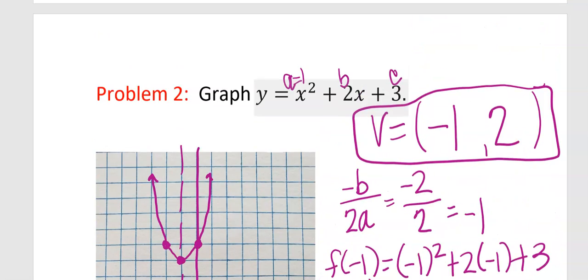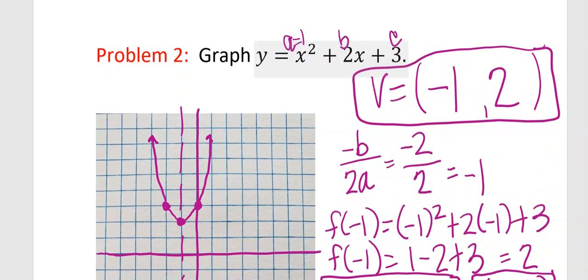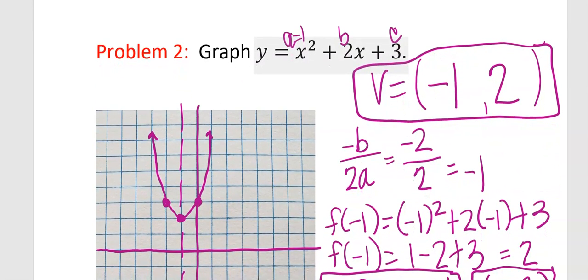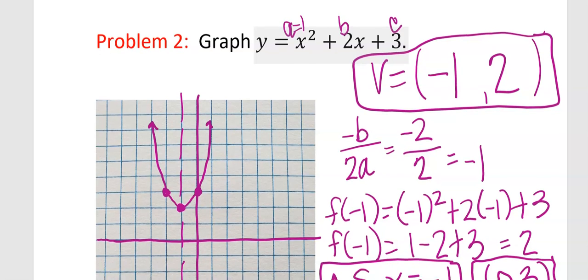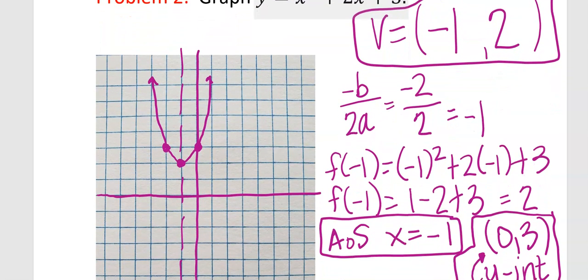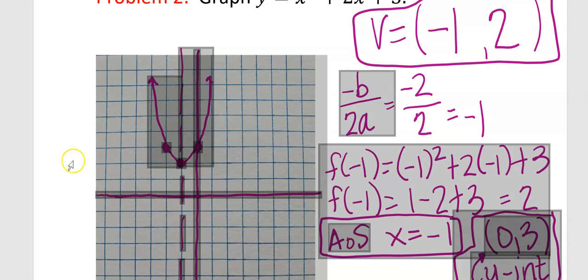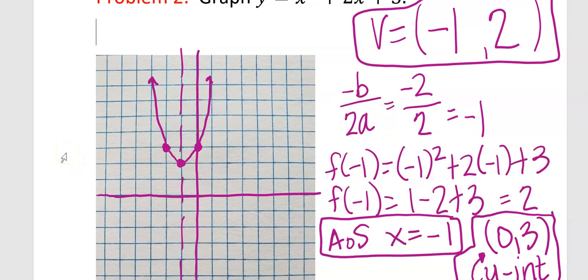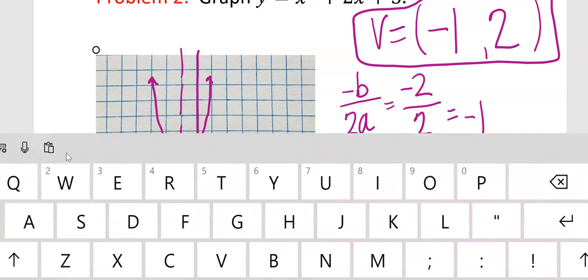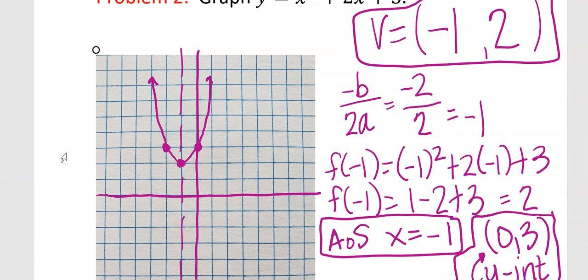And this one was an opens up one, right? You might want to jot that in there when you're looking at it so that you don't draw it the wrong way. I've had students put these 2 dots on there, and if you don't put that axis of symmetry on there, they have drawn it opening down before.